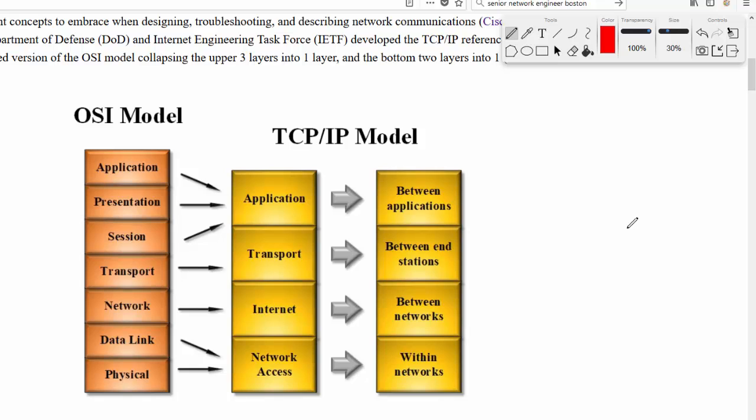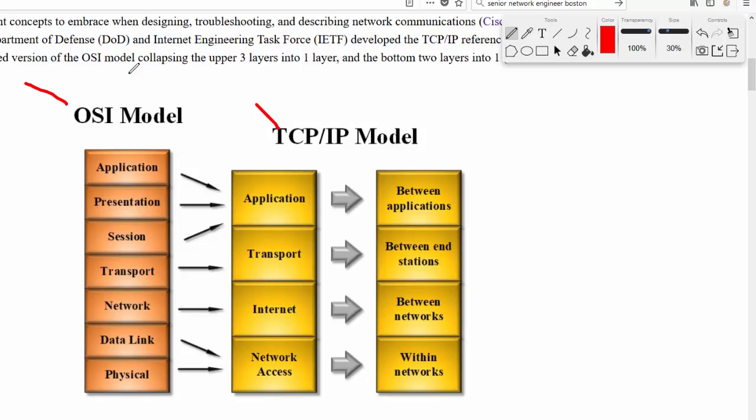In this section, we're going to describe network models. Models are commonly used to take something complicated and break it up into smaller, easier to understand chunks. In the networking world, we're going to reference two main models, the OSI model and the TCP/IP model.